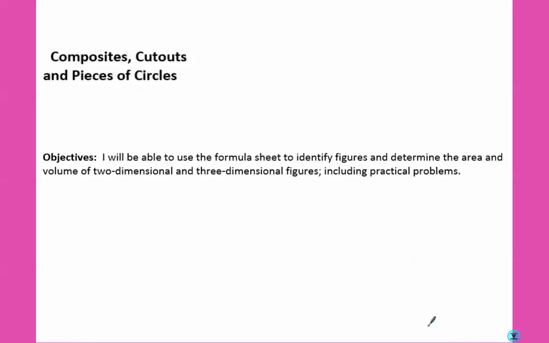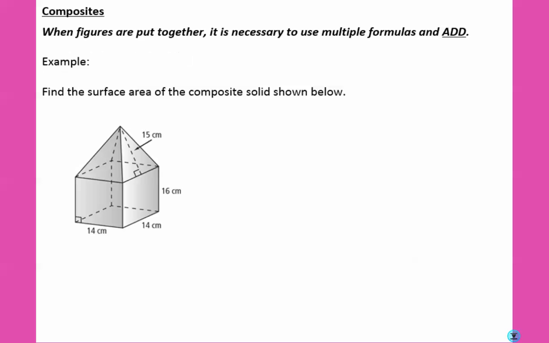Today we're going to be talking about composites, cutouts, and pieces of circles. Our objective is that we will be able to use the formula sheet to identify figures and determine the area and volume of two-dimensional and three-dimensional figures, including practical problems. So composite means that we are going to put together multiple figures. So we're going to need to add pieces together at the end.